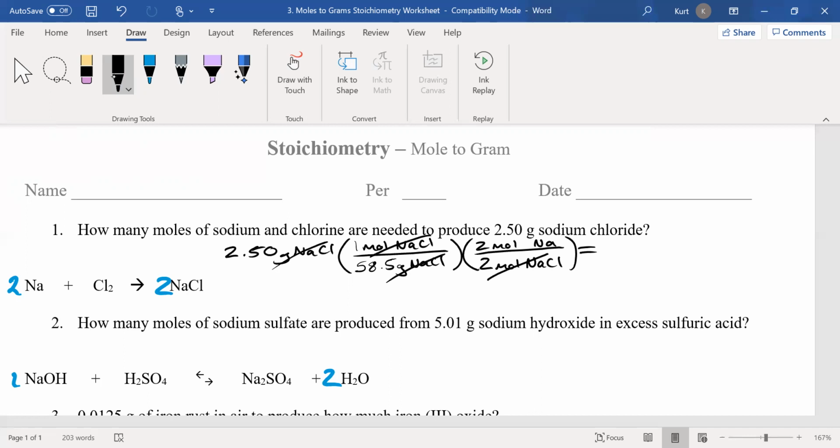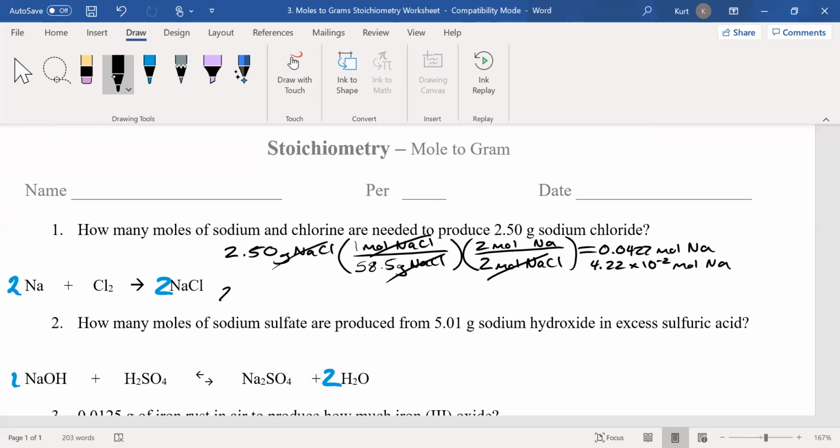You don't need to bother with the second conversion because 2 divided by 2 is like 1 divided by 1. And so you're really not changing anything. So this will get you 0.0427 moles of sodium. Another acceptable answer would be 4.27 times 10 to the negative second moles of sodium. You shift the decimal 2 places to the right. Makes your numbers look a little nicer.